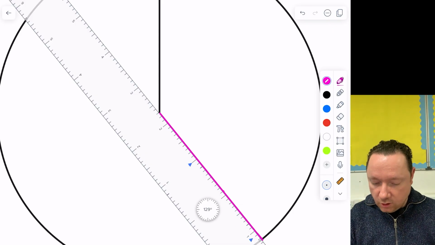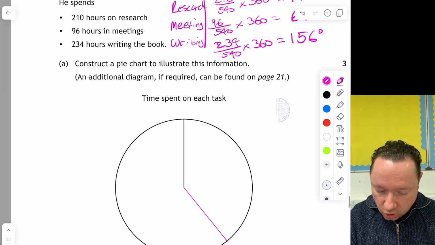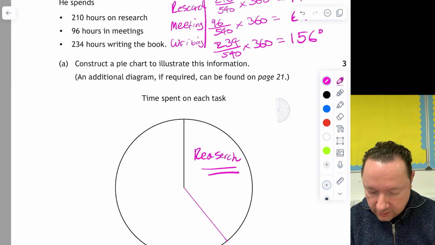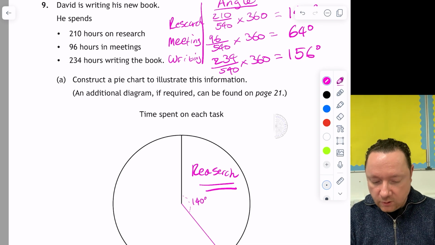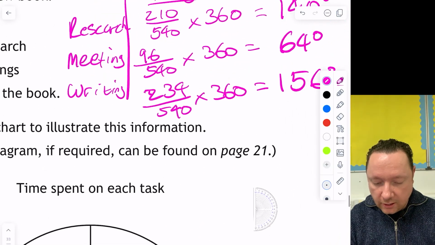So that's me now done my first section, which we can label. That was for research, so we'll just label that research, so we don't forget, and we know this angle here was 140 degrees. Next one is meeting. So again, we start at our new line and we measure around 64 degrees.